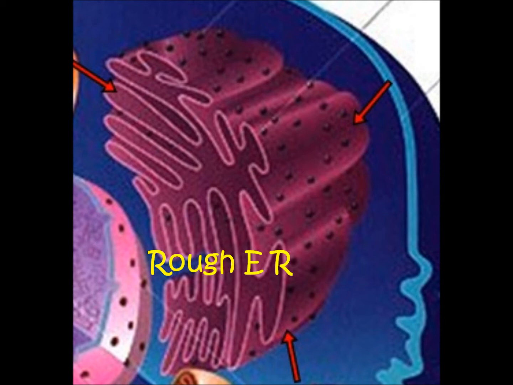Rough ER transports materials through the cell and produces proteins in sacs called cisternae, which are sent to the Golgi body, or inserted into the cell membrane.